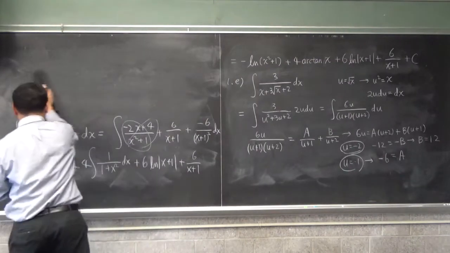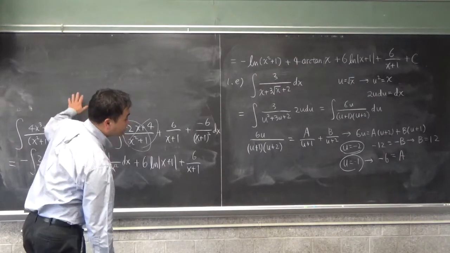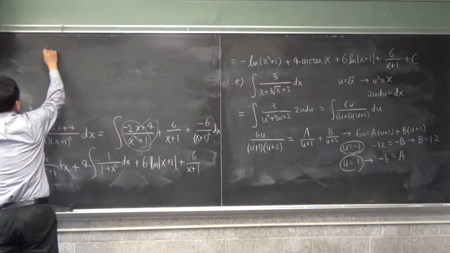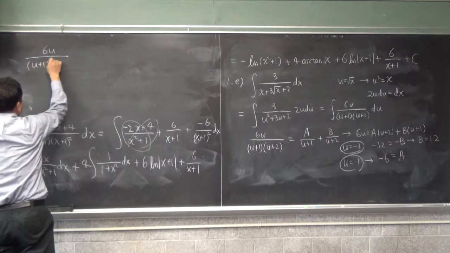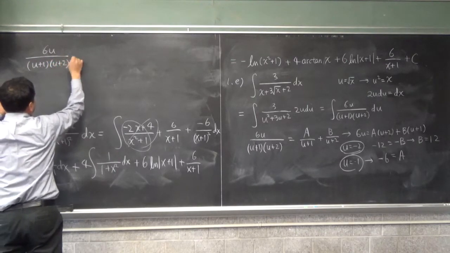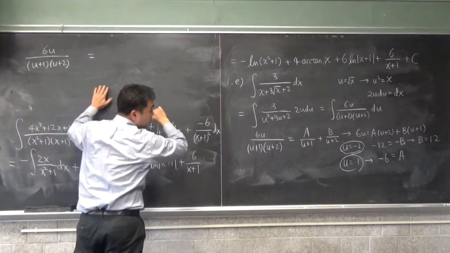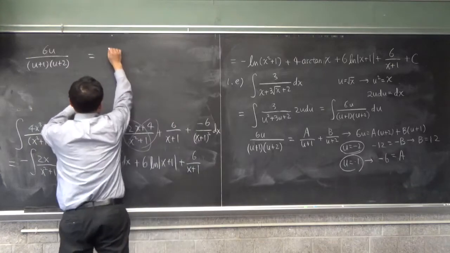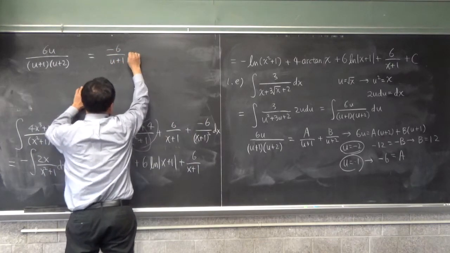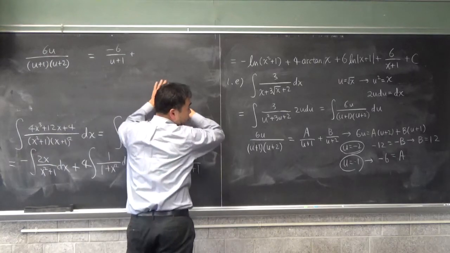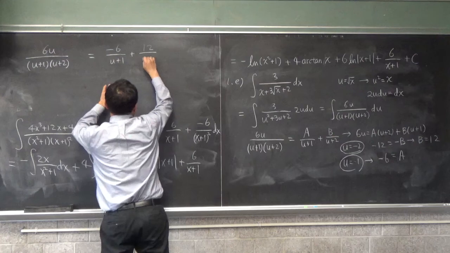So I have the identity: 6u over (u plus 1)(u plus 2) equals, a is negative 6, so it's negative 6 over u plus 1, plus b is positive 12, 12 over u plus 2.